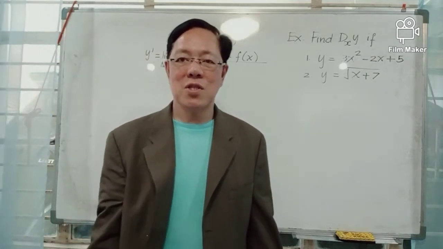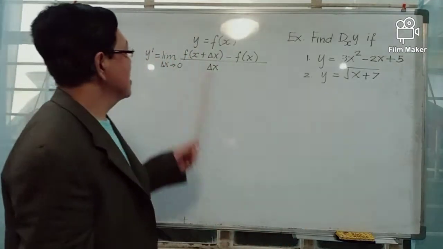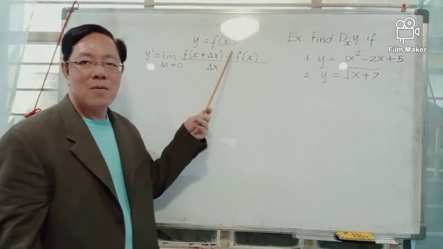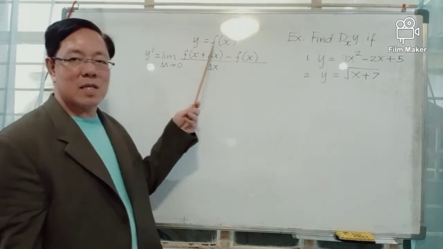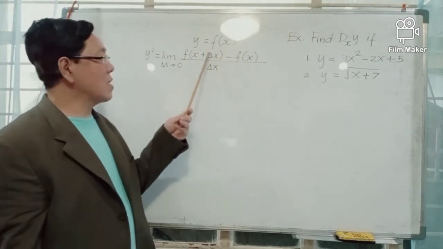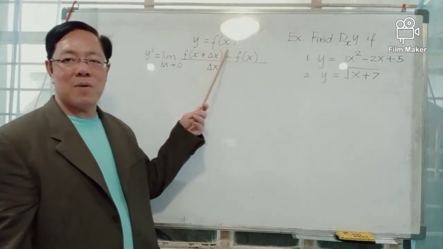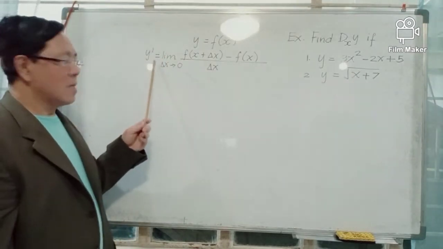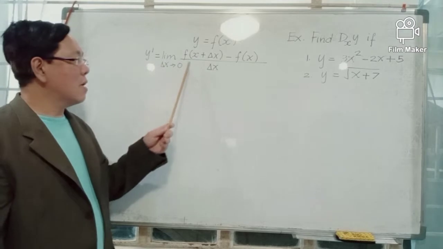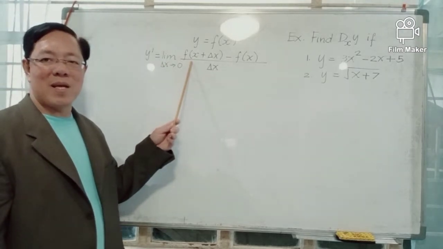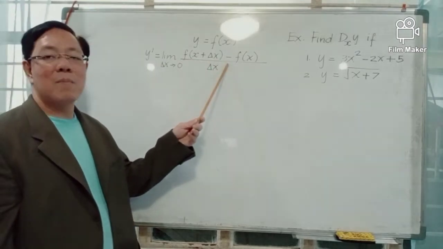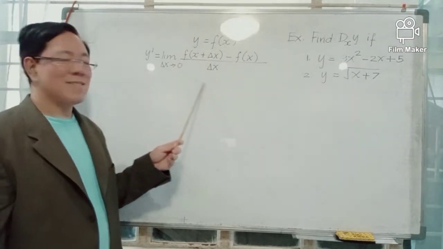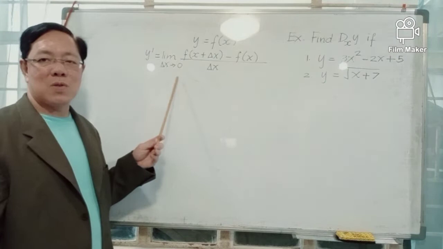According to the definition of derivative, for the given function y equals f of x, the derivative of this function, denoted by y prime, is equal to the limit of f of x plus delta x minus f of x, all over delta x, as delta x approaches 0.